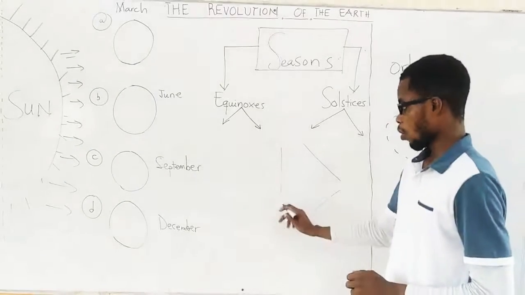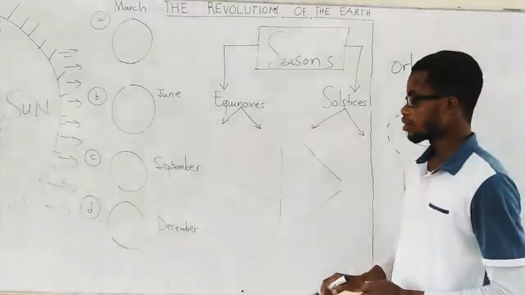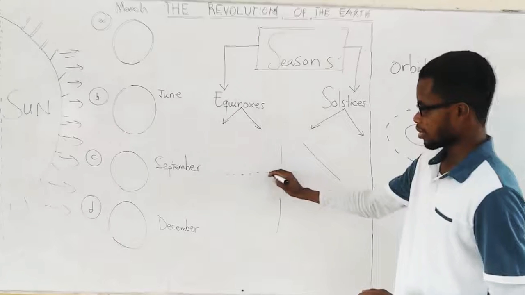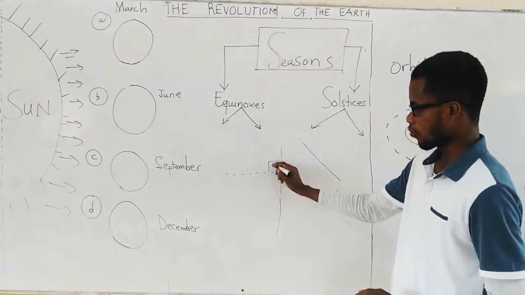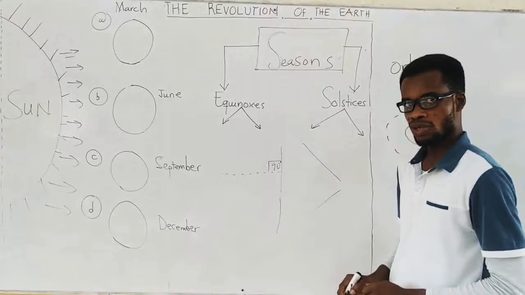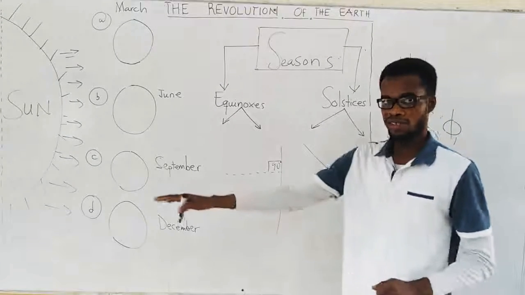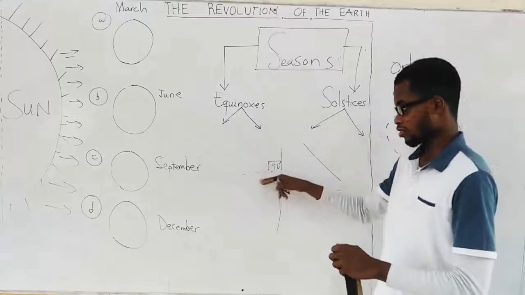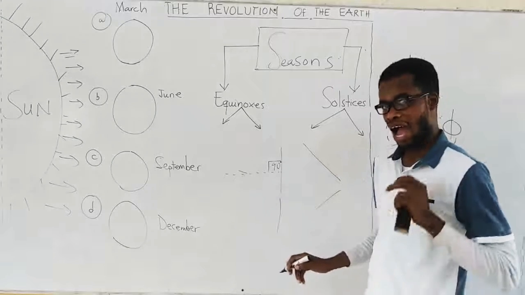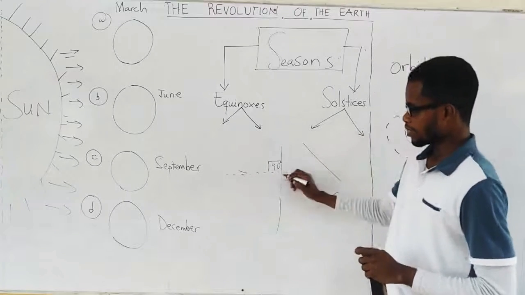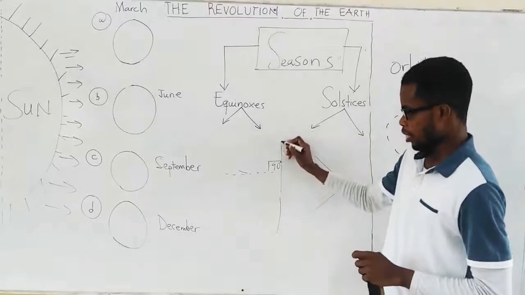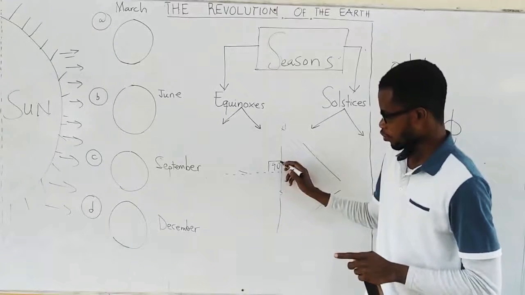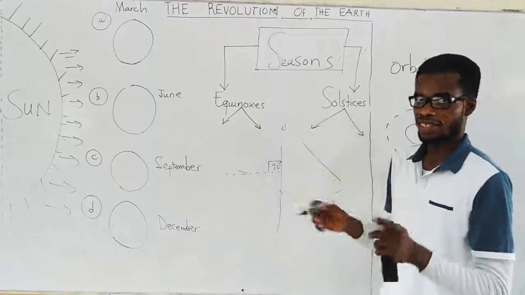Then we'll have this also occurring twice in the year, where the earth axis is very straight and the rays of the sun hit its surface and form an angle of what? 90 degrees. So we know this right angle triangle. Why do we say so? Light travels in a straight line. So if the rays of the sun are straight and they hit the surface of the earth axis, the north and south pole, that has not tilted, it will form an angle of 90 degrees.